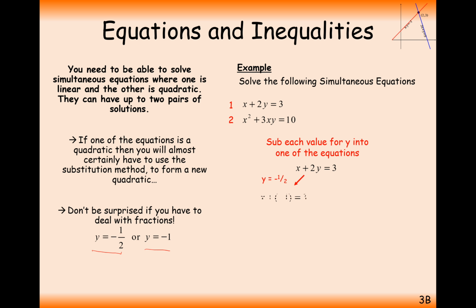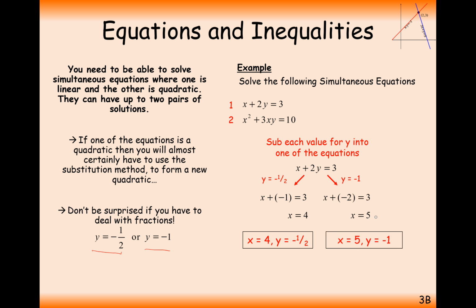So when y equals minus a half, we're going to get x equals 4. So one of our pairs of simultaneous equation solutions is x equals 4, y equals minus a half. And when y equals minus 1, substitute minus 1 into your simultaneous equation and you get x equals 5. So our second solution here is x equals 5, y equals minus 1.